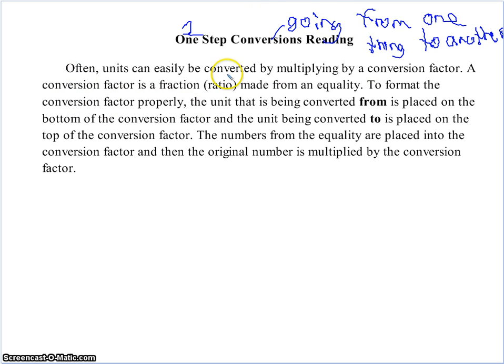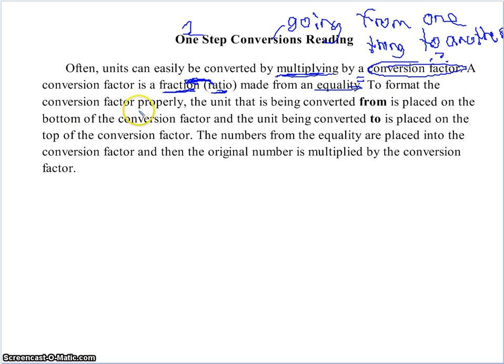Often, units can easily be converted by multiplying by a conversion factor. What's that? A conversion factor is a fraction ratio, made from an equality. Equality sounds like equals. I just drew an equals sign.